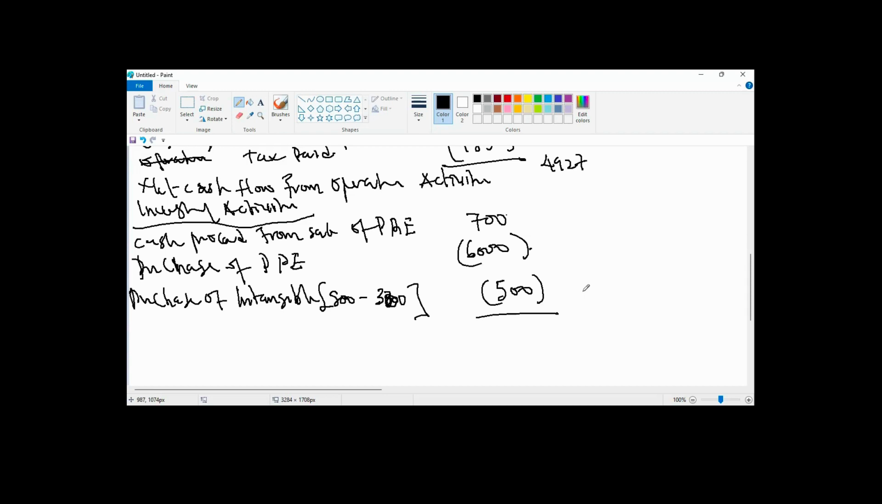There's no information on disposal of the old subsidiary. So next, I will sum it up. What is the summation? Negative 5,800.